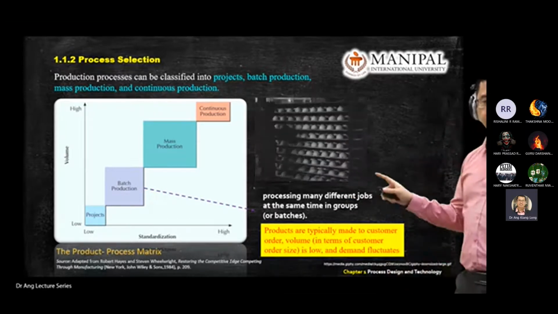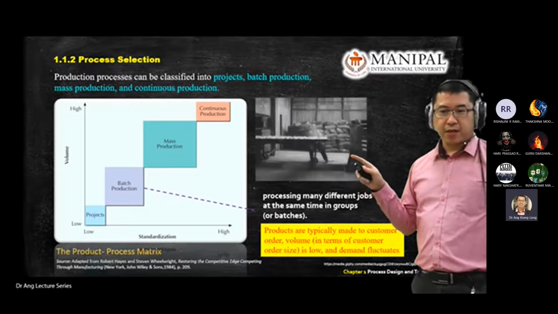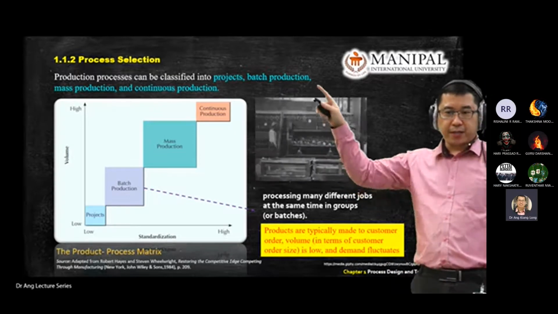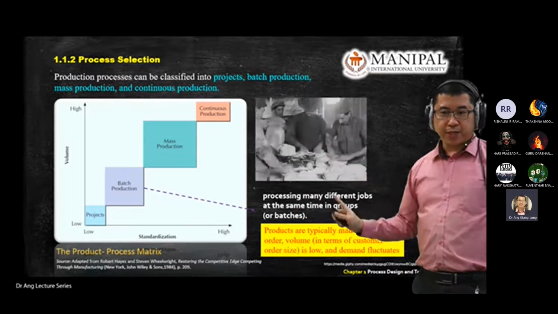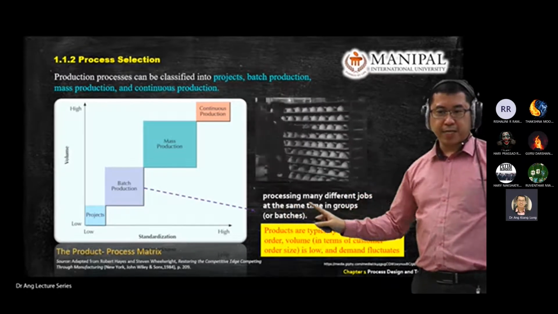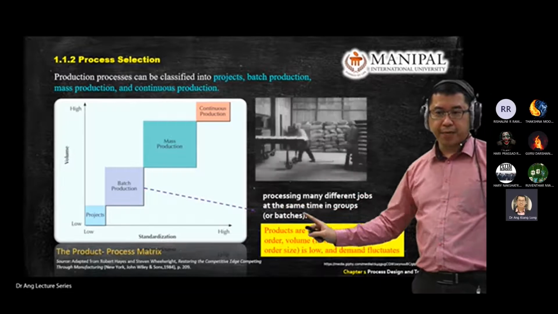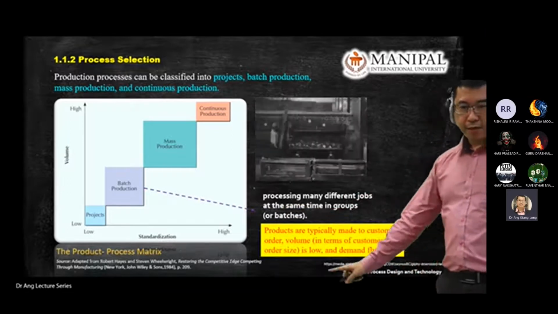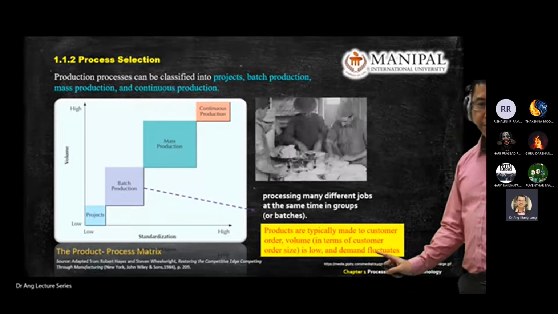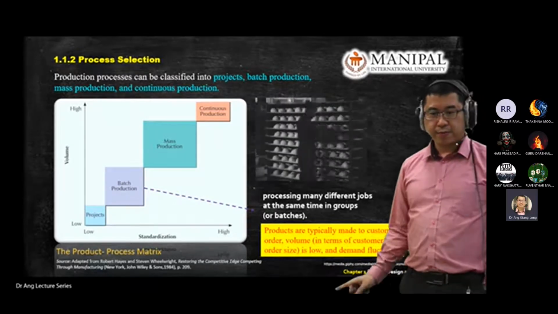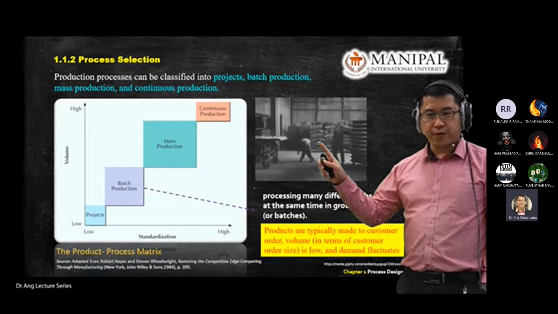So go and think of one industry that falls under batch production. Keyword, you have many processes, and all these processes happen at the same time. And the volume is low, and the demand fluctuates. Try to think what industry falls under batch production.